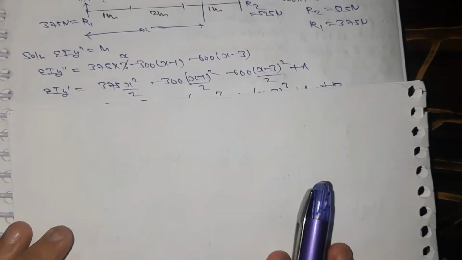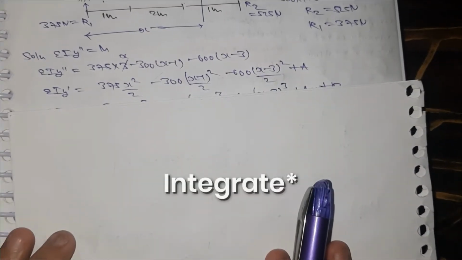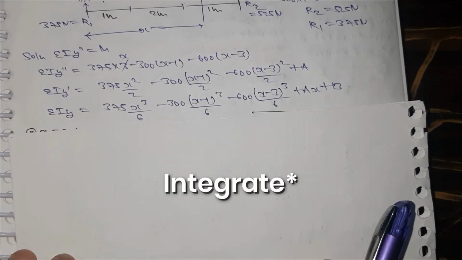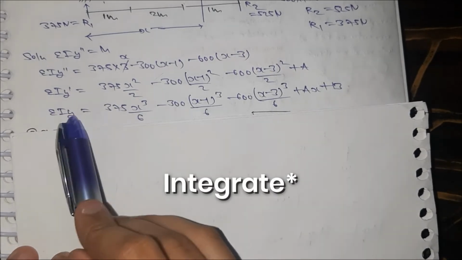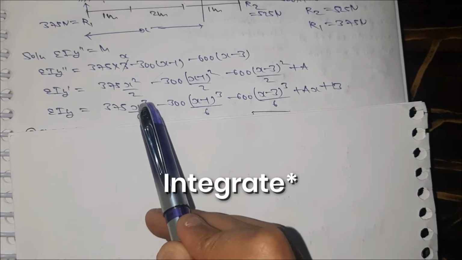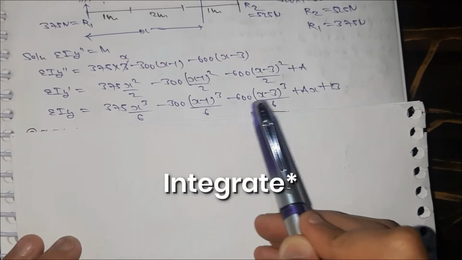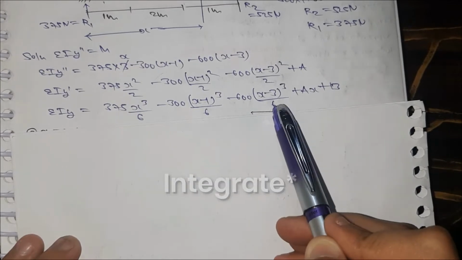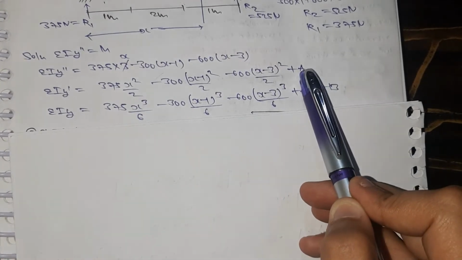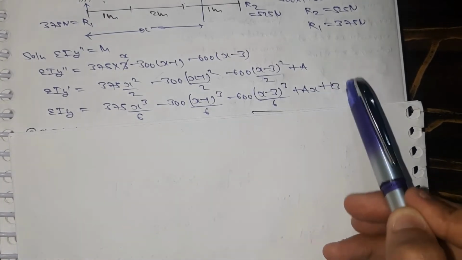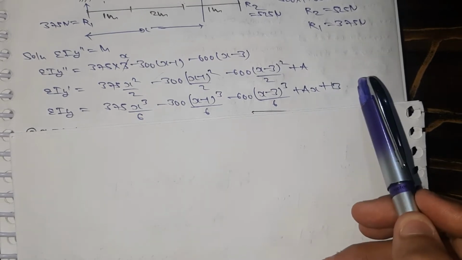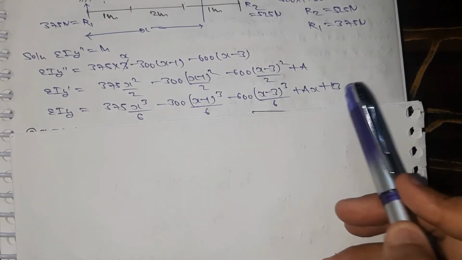Okay, now I'm again going to integrate this whole equation. This you can see below. EI y will become 375 x cube by 6 minus 300 (x minus 1) cube by 6 minus 600 (x minus 3) cube by 6, and of course if we integrate a, it will become ax, and a new integration constant will also get introduced as b.